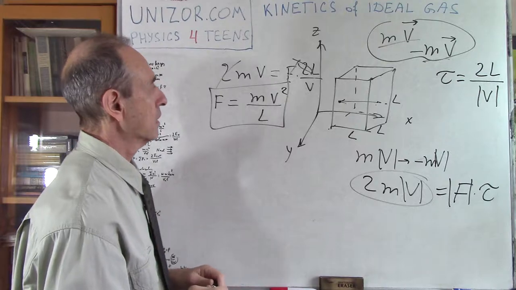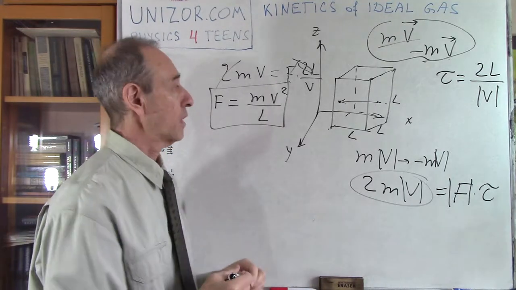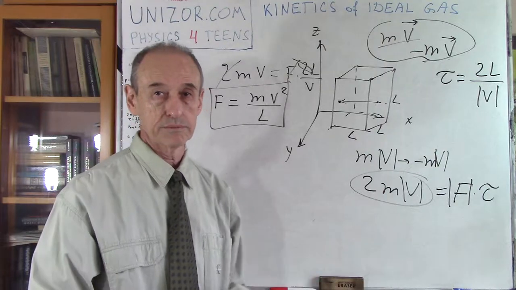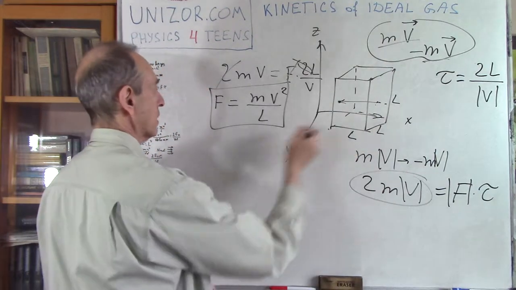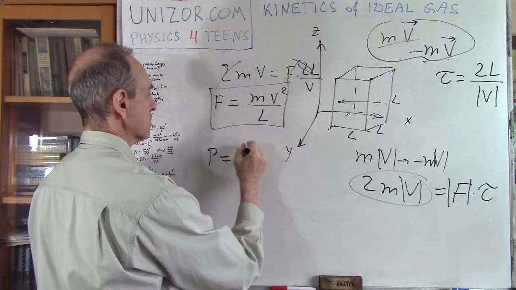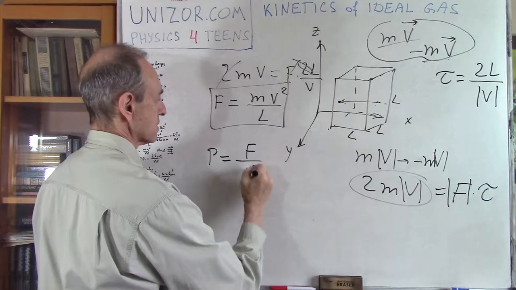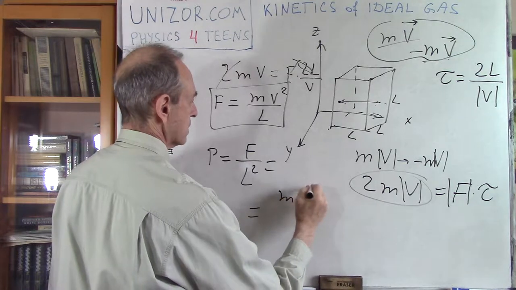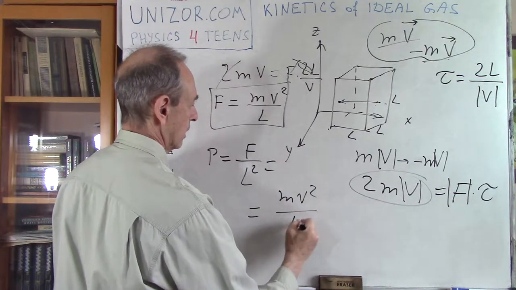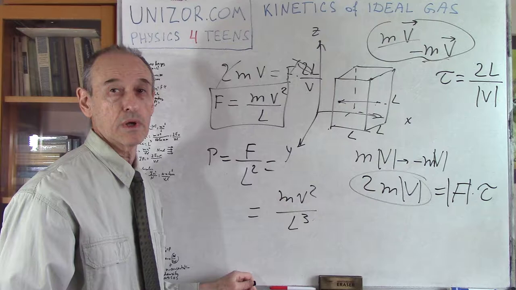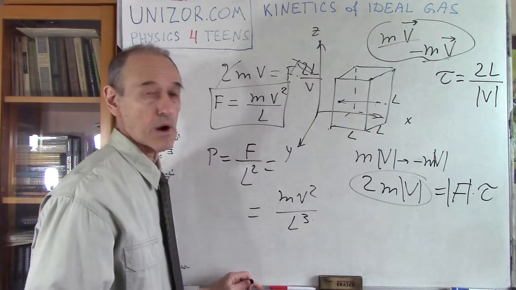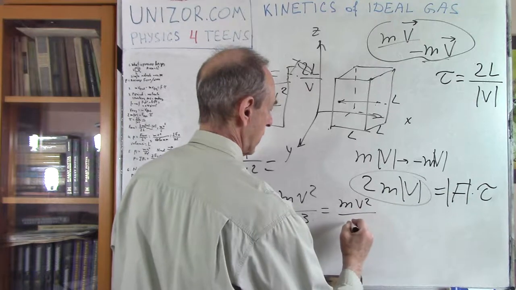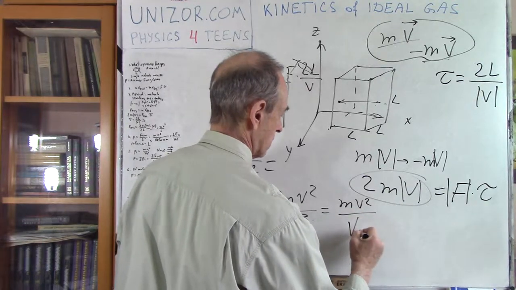And the period makes sense again because everything is repeated after this period. All right, now, so what is the pressure? Well, this force actually is exerted on the whole area. The whole area is L square. So the pressure, which is equal to F divided by L square, is equal to mv squared divided by L cube. Now, what is L cube? That's the volume of the reservoir, right? So it's mv squared divided by volume.